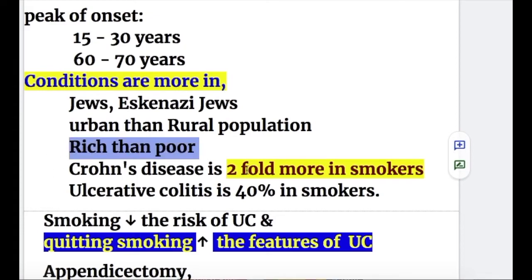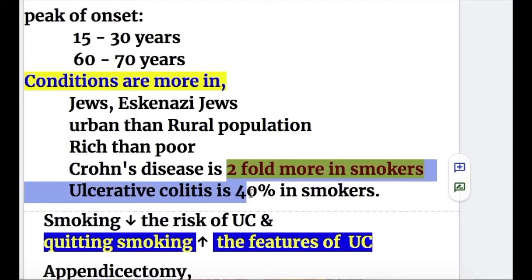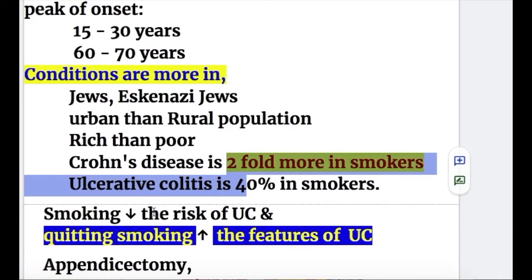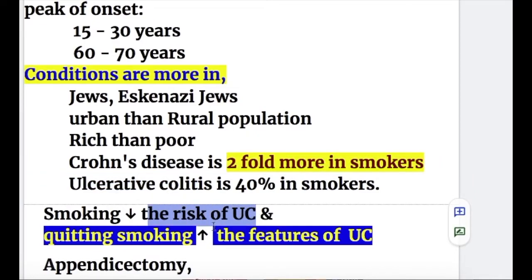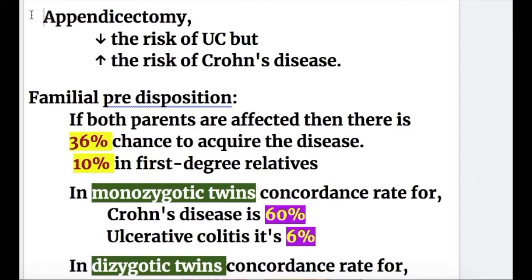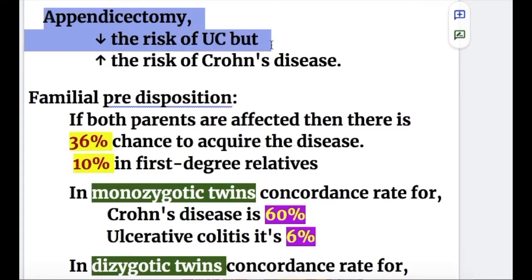As I already explained, Crohn's disease chances are twofold more in smokers and 40% in smokers for ulcerative colitis. And smoking decreases the risk of ulcerative colitis. Appendicectomy also decreases the risk of ulcerative colitis, but it increases the chances of Crohn's disease. So both smoking and appendicectomy decrease the risk of ulcerative colitis and increase the risk of Crohn's disease.